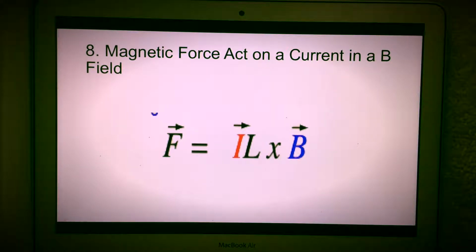Number 8, magnetic force acts on a current in a B field. When a current, like in a straight wire, is moving in the magnetic field, we use this formula, not number 7, the point charge. For the current, we use force equals I times L times B. I is the current, like 2 amperes or 3 amperes, L is the length, and B is the magnetic field.